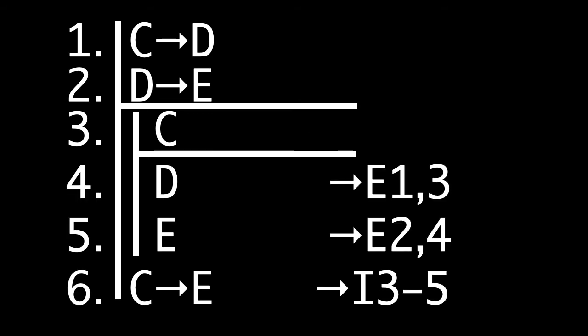Here I've filled out the rest of the proof. After starting the subproof on line 3, we can get D by conditional elimination on lines 1 and 3. Then on line 5, we can get E by conditional elimination again on lines 2 and 4. Then we can end the subproof, go back to the main proof, and on line 6, we get C arrow E by conditional introduction 3 through 5. Feel free to pause the video at this point and take a moment to think how the rules apply in this proof.